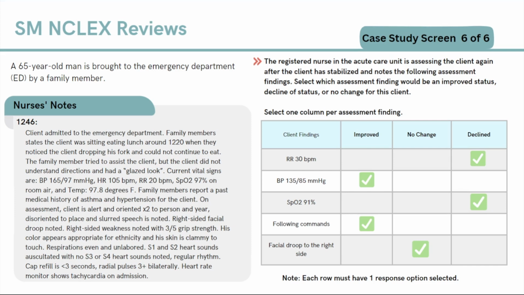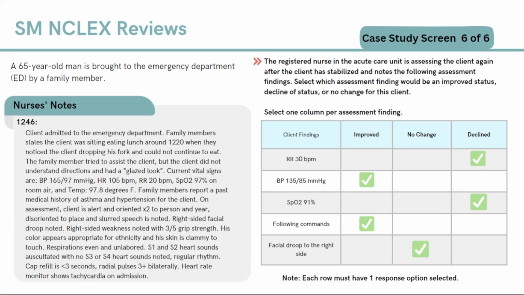Now, what do you think about a blood pressure of 135/85? Well, it might not be a completely normal blood pressure, but it has decreased closer to normal range, making it an improvement in status from the previous blood pressures we have seen throughout this case study. So this would be an improved finding. Now, would an SpO2 of 91% be an improved, unchanged, or decline in status? This would definitely be a decline in status if the client's oxygen dropped from our previous noted O2 levels.